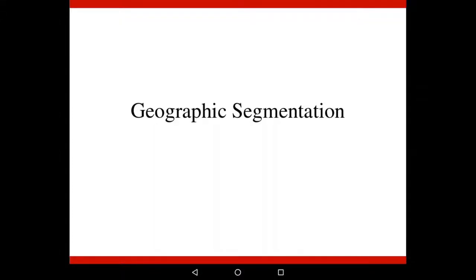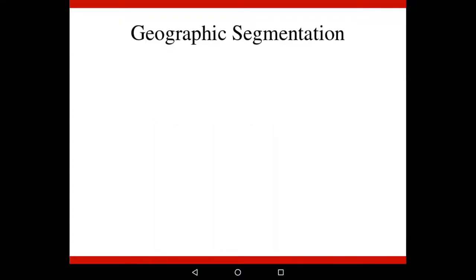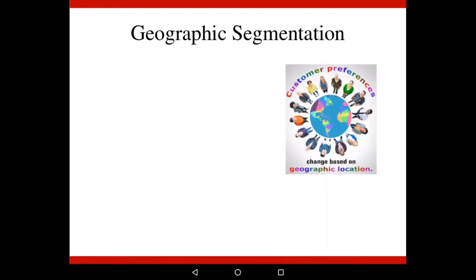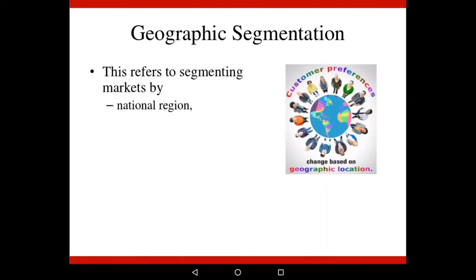Geographic segmentation. Okay, so this refers to segmenting markets by national region, world region. National region is like provinces. Like in South Africa, our national regions include Western Cape, Eastern Cape, Northern Cape, and so forth. Then we have the world region, that's like different continents and different countries.